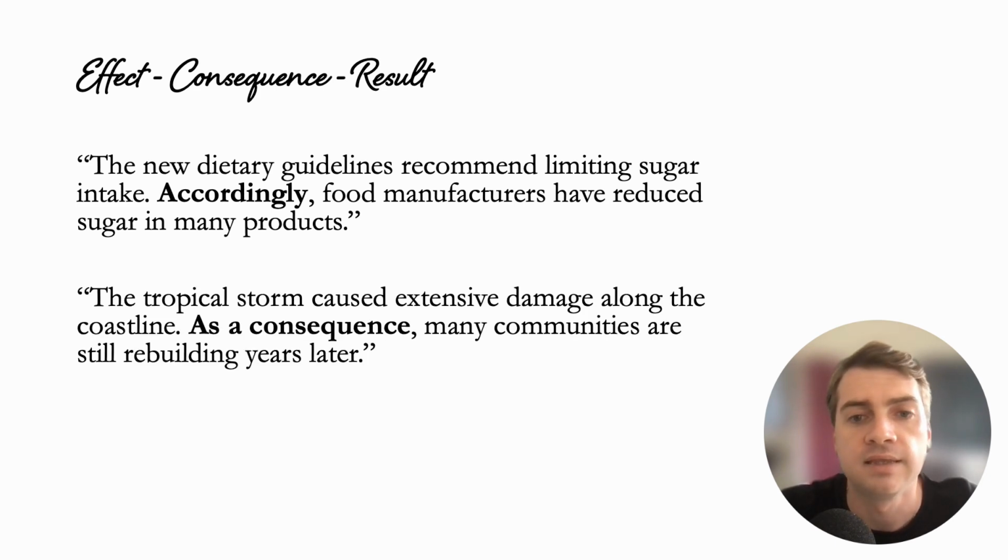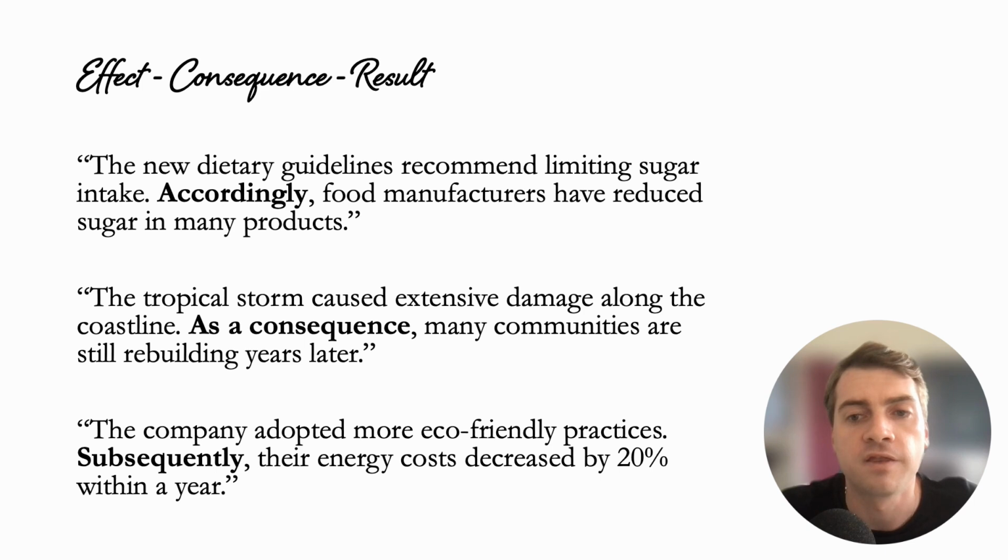All right. The next one, the tropical storm caused extensive damage along the coastline. As a consequence, many communities are still rebuilding years later. So the storm caused damage, and the consequence is communities are still rebuilding. All right. And the last one, the company adopted more eco-friendly practices. Subsequently, their energy cost decreased by 20% within a year. Okay, company adopted practices. Subsequently, the result was cost decrease.